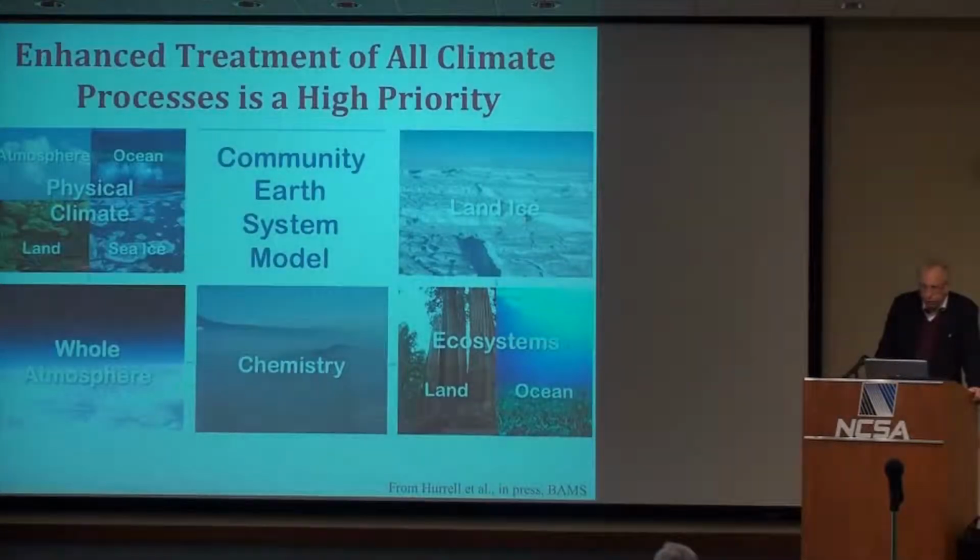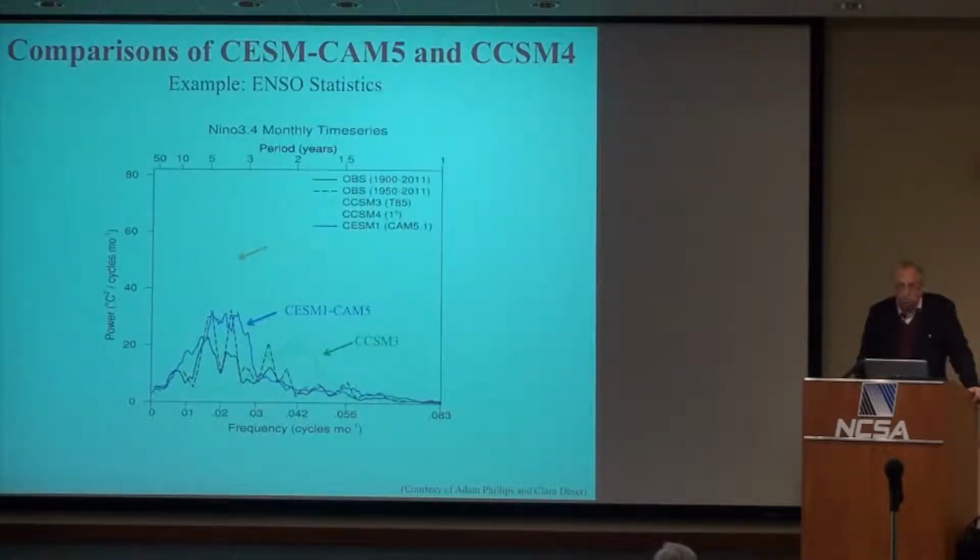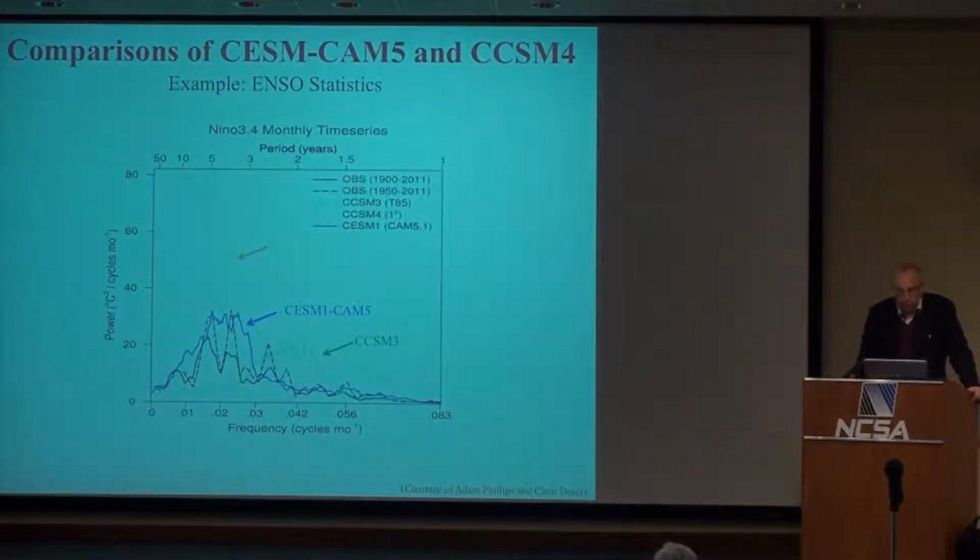This is just a representation of all those different components of the Earth system model that we need to consider, and enhanced treatment of those components is going to be necessary as we look at the enhanced understanding we need for the future to be able to provide policymakers a better understanding. We're already seeing some aspects of that as we do make improvements in the model.